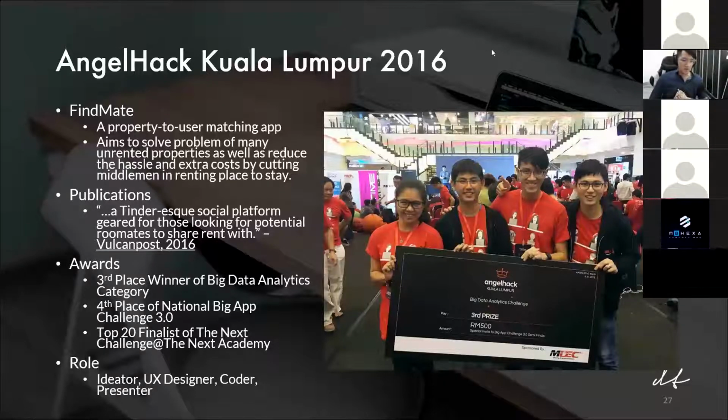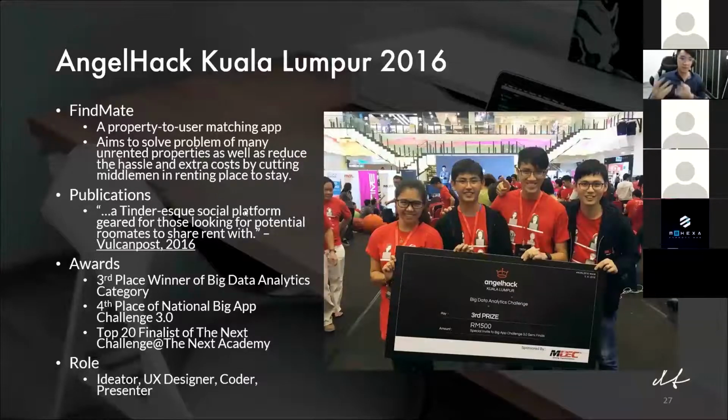So what we did was to propose this app that's something like Tinder. It was mentioned by Welcome Post back in 2016, a Tinder-esque social platform geared towards those looking for potential housemates to share rent with. So what this does is that you search the property that you want, perhaps it has 3 rooms, 4 rooms, 5 rooms, and then you search the housemates that are also interested in this unit. You swipe left and swipe right if you like or dislike them. And once you have enough matches, we will propose you together to see if you agree to become housemates.